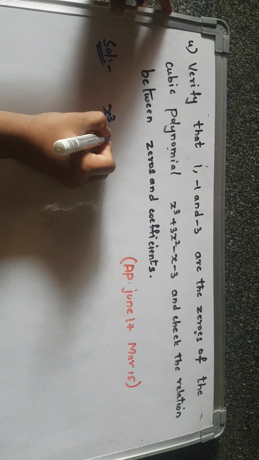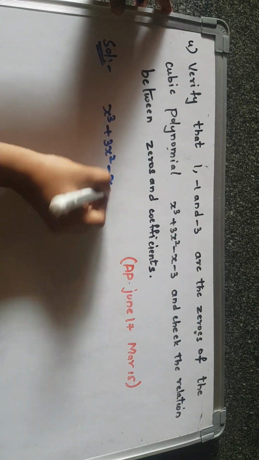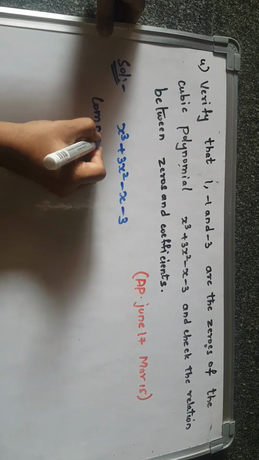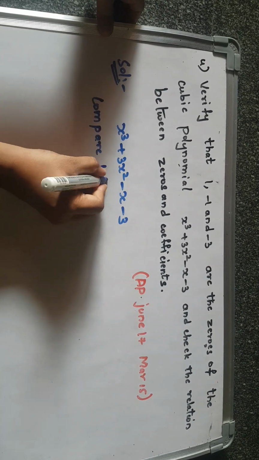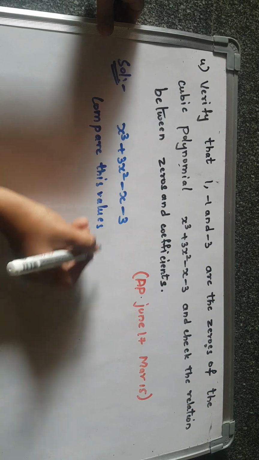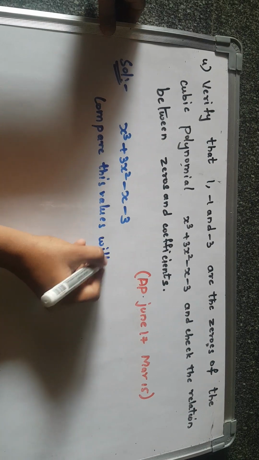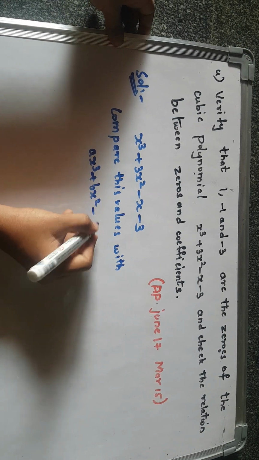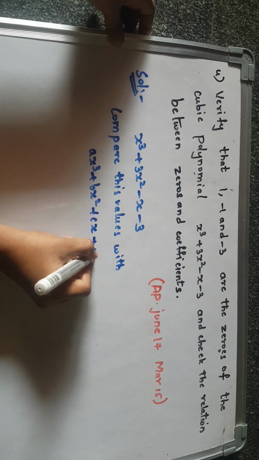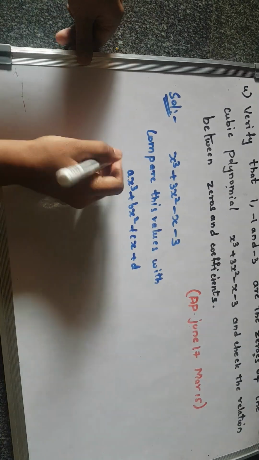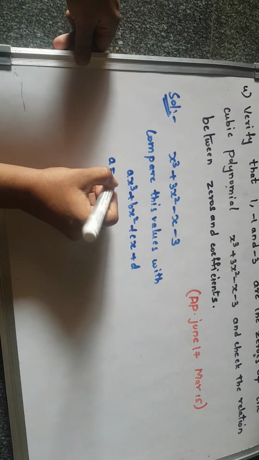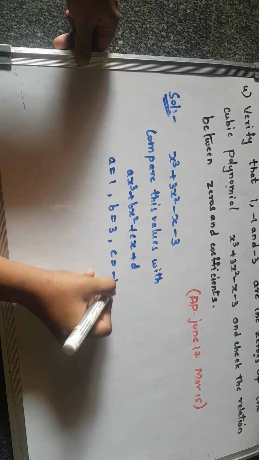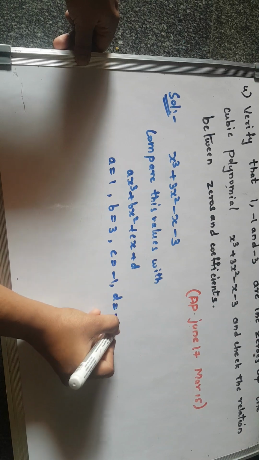x cube plus 3x square minus x minus 3. This is the polynomial. Compare these values with ax cube plus bx square plus cx plus d in this polynomial. What is the value of a here? a equals 1, b equals 3, c equals minus 1, and d value becomes minus 3.